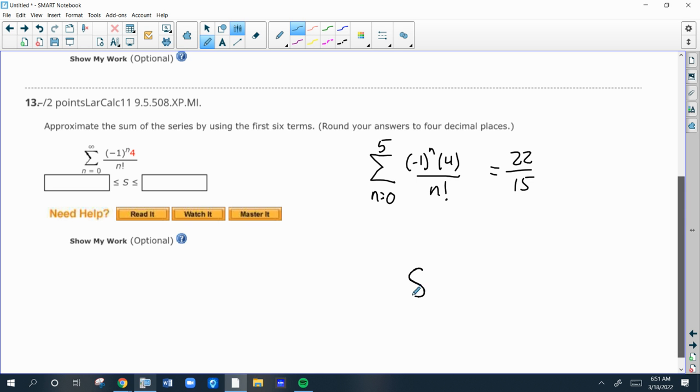So the actual sum of the series is going to be between... it will only be off as much as the next term in the series, which would be where n equals 6. So this is basically what you have. So we're going to quickly calculate that.